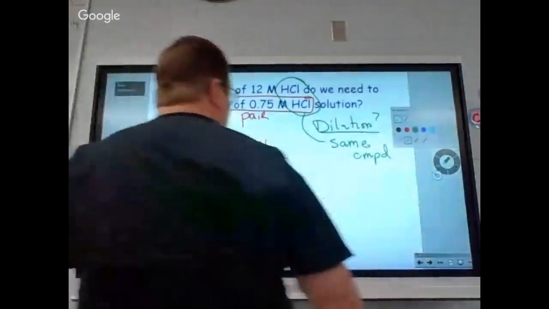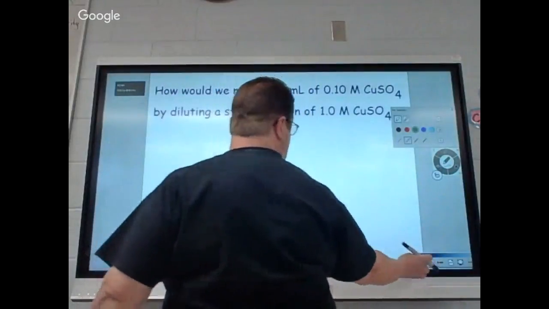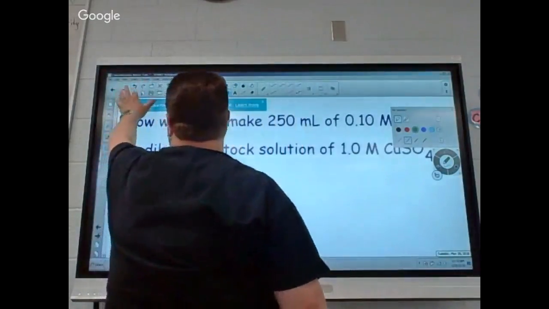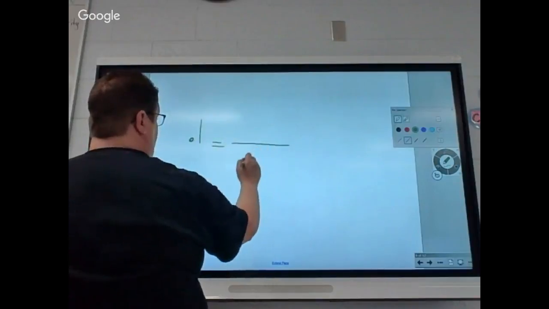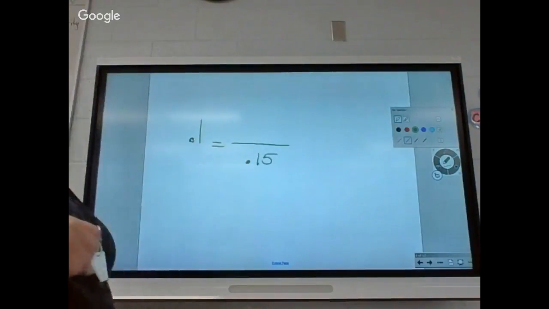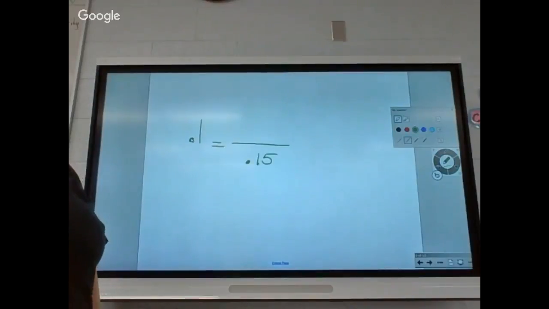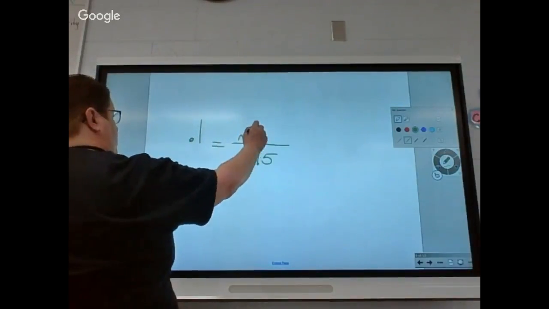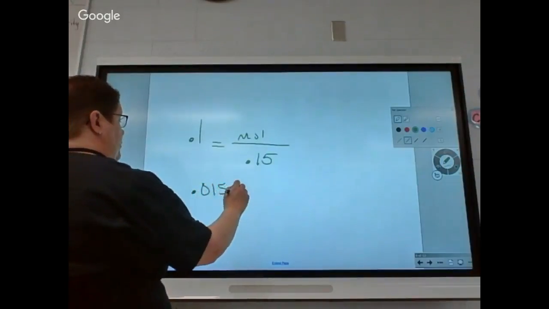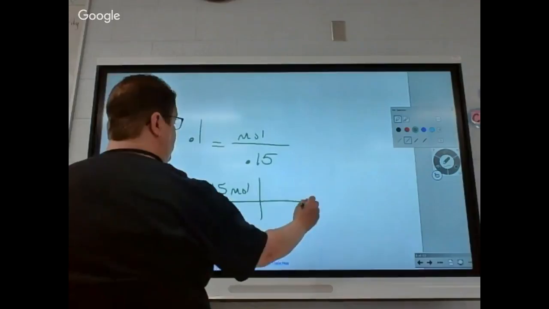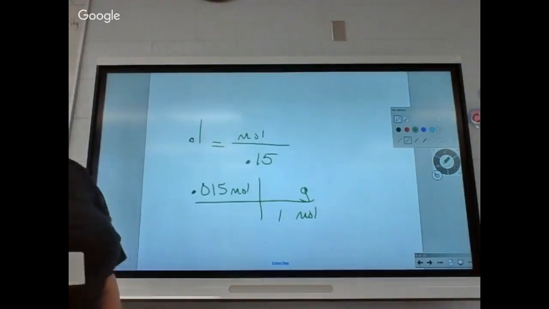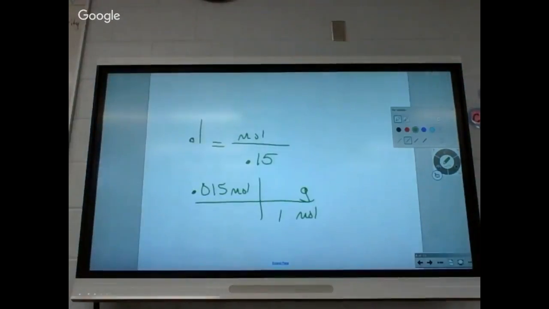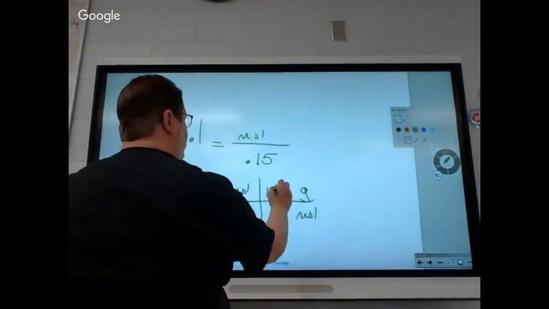Number 5, you have 0.1 and 150, so 0.15, because you got to change it to liters. All right, you're going to cross multiply, right? So you get 0.015 moles. And now you're going to change moles to grams. So 1 mole, and then you got to add up copper sulfate. So when you add up copper sulfate, I got 160. Can't read my handwriting. 160.